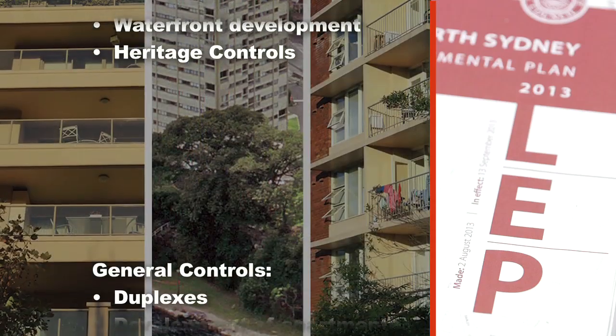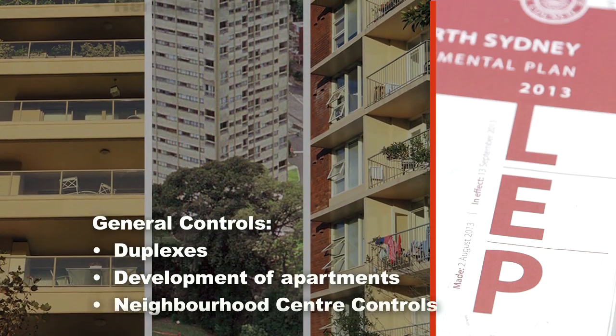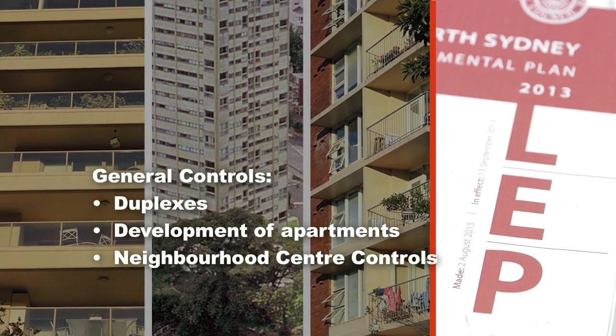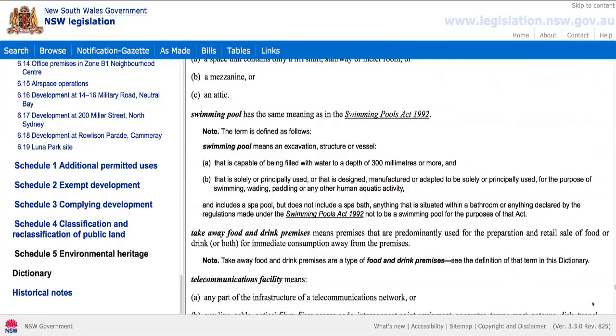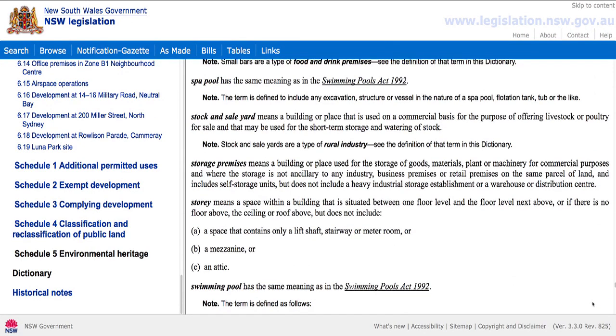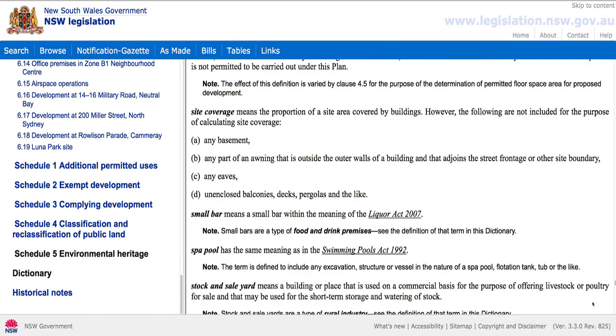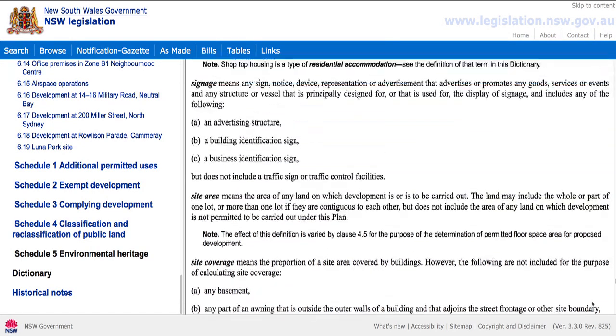Then you'll see the General Controls section. This covers areas such as duplexes, the development of apartment buildings, and neighbourhood shopping centres. When reading the LEP, it's important to refer to the dictionary at the back of the document. This provides definitions for the terminology used throughout. Terms such as building height, landscaped area, site area are all given specific definitions.